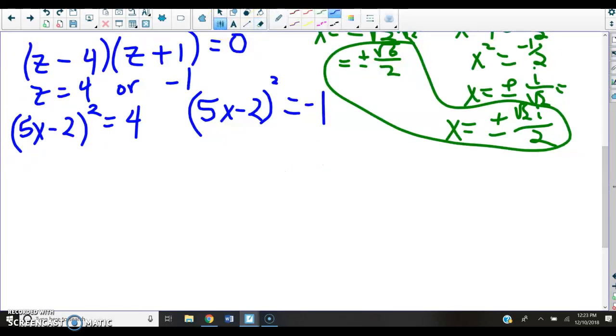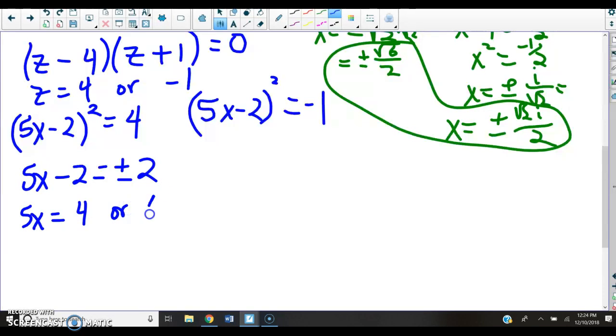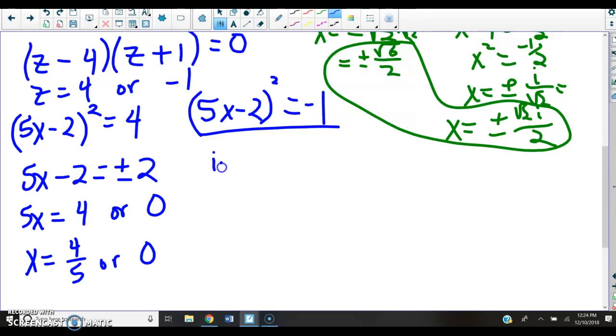So now when I square root both sides, don't forget you have to do plus or minus. And when I add 2, I'm going to have 5x equals 4 or 0. And then when I divide by 5, I'm going to get 4/5. Just writing 5/4. 4/5 or 0. And on this one, when I square something, I'll get a negative 1. That is going to be imaginary.